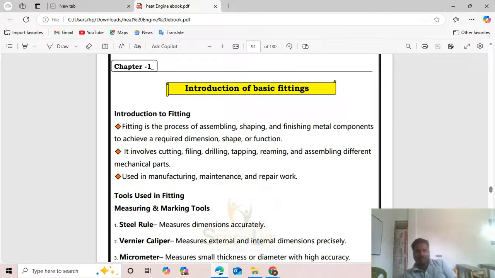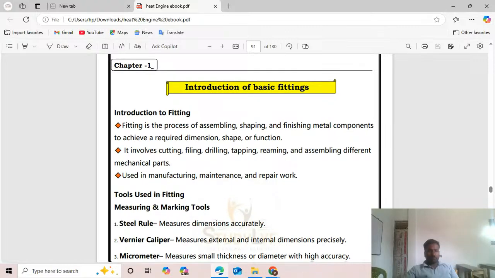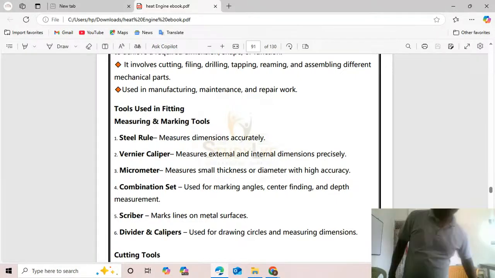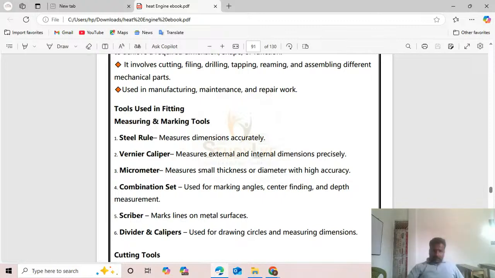So basically, we will see some processes also here, and the tools used in fitting: steel rule, vernier caliper, micrometer, combination set, scriber, divider, calipers. So what is this? Exactly, we will see that these are measuring tools.